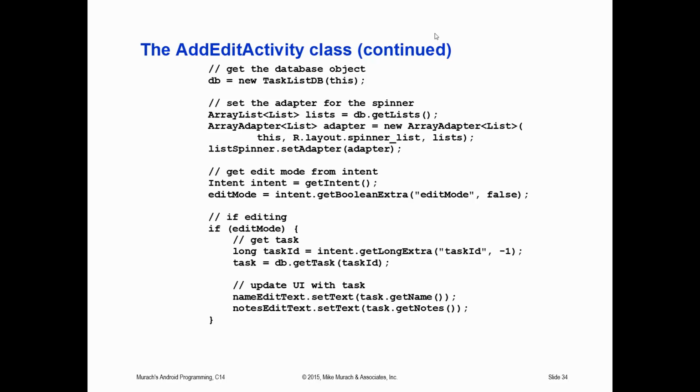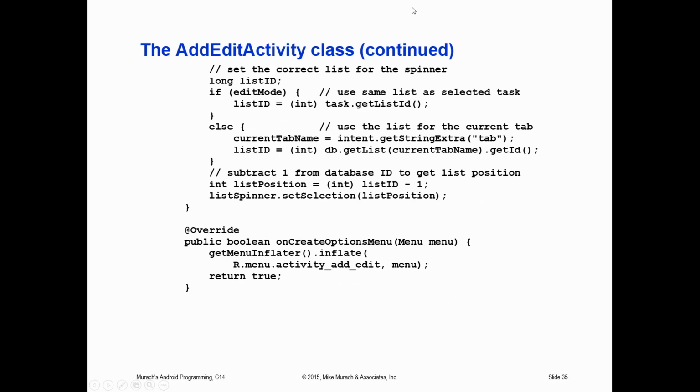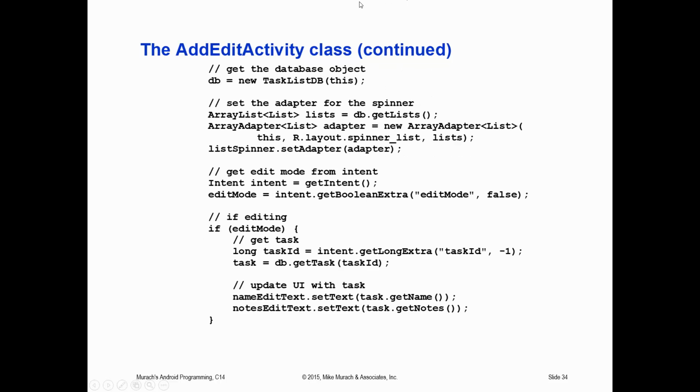And finally, in Figure 14.12 on pages 461, 462, and 463, we have the code for the add edit activity class. This code creates a task list DB object. Then it uses the database object to get an array of lists that are used as the data source for the adapter of the spinner. The next part of the code gets the edit mode from the intent.